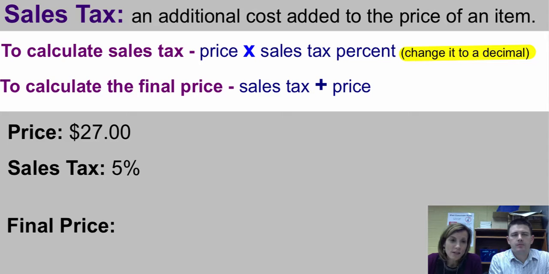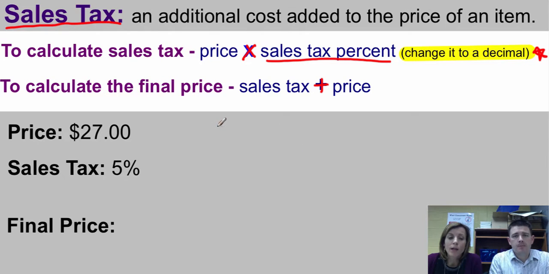So sales tax, when you purchase something, is an additional cost added to the price of an item. Make sure you're writing all this down. Yes, you need to write down all of this in your notes. When your mom goes to Target, she buys her items, the sales tax is added on to her price. So it's price times sales tax percent. So we're going to change the percent to a decimal and multiply it by the price. When we're done with that, we got to add the sales tax back to the price to get our final total. So it's kind of a two-part problem for us.